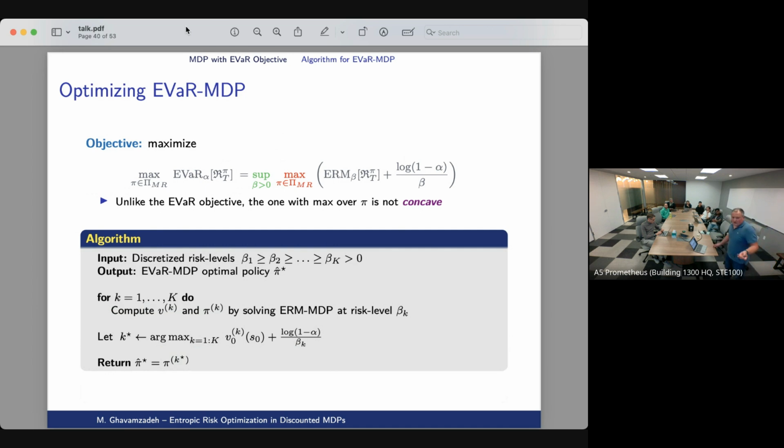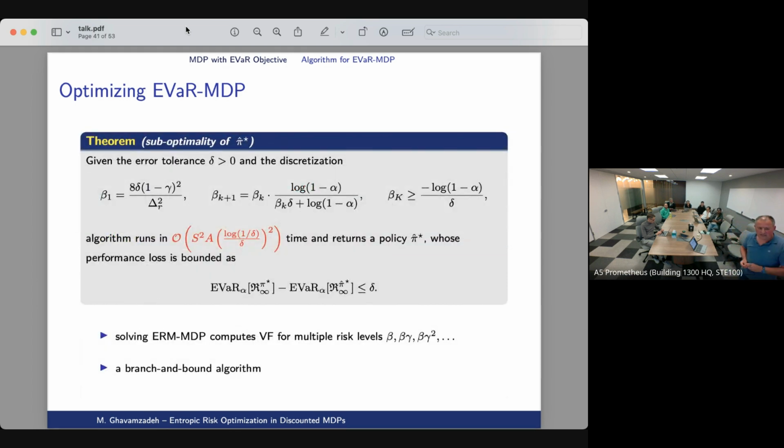Okay. So now the question is, what can we say about the quality of this solution, and how this discretization plays a role? We have some results that give a very specific form of discretization. If you discretize according to the recipe that you see in this theorem, then you can show that with this much computation, you get a delta optimal policy for EVAR. This computation is heavy because, as you can see, what is the killer here is 1 over delta squared. So if you want to be very close, then the computation grows with that. But this is a kind of way of working.